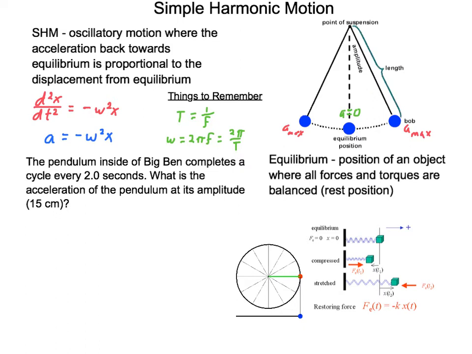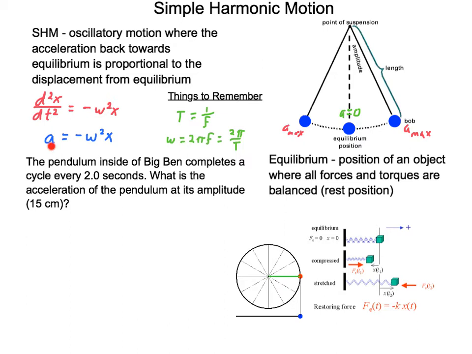Now, the defining equation for simple harmonic motion is acceleration equals negative omega, that's your angular velocity, squared, or your angular frequency, squared, times the displacement away. In differential form, remember acceleration is the second derivative of position, so d squared x dt squared equals negative omega squared x. Now, about this, there are a few very important things to recognize here.